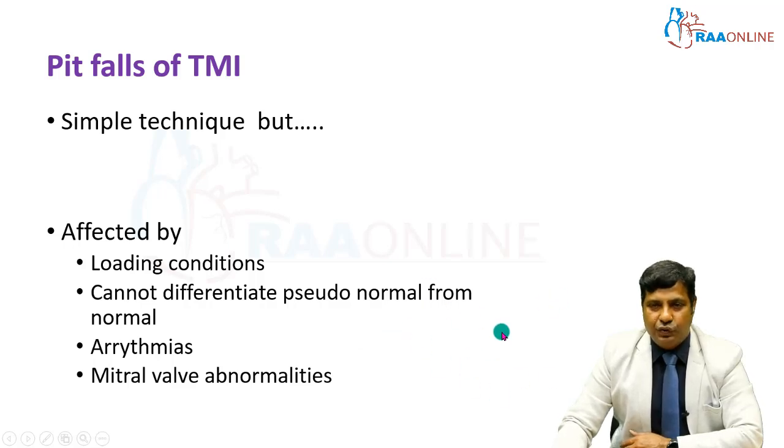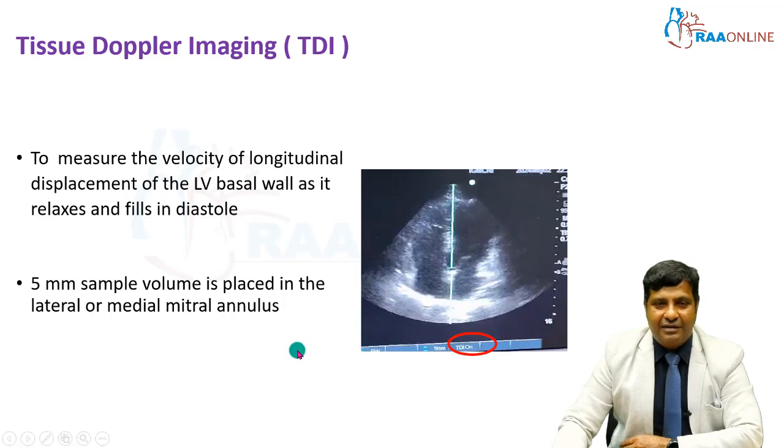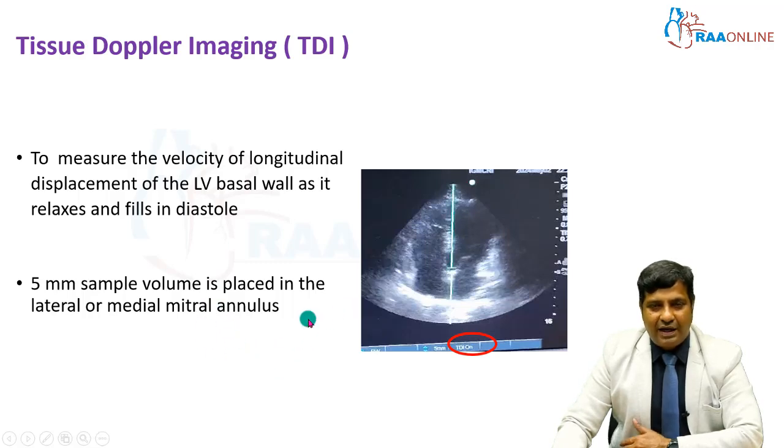So what are we going to do? This is where the second technique, the tissue Doppler imaging technique, comes into play. In the earlier study, we used the Doppler signal to study the high velocity signals, that is the blood flow. Here, by using low velocity signals, we are going to study the movement of the tissue. When we say tissue, what tissue?